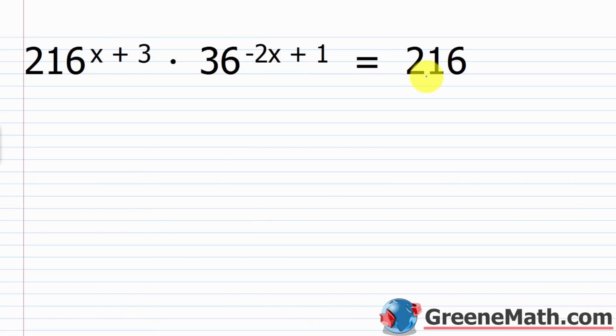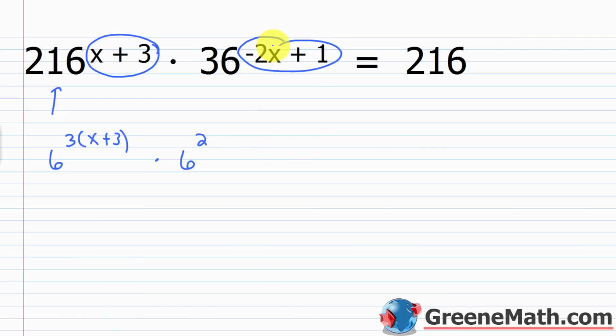So 216 at this point, we should know that's 6 cubed. Again, if you didn't know that, you could just factor the number. So this is 6 cubed. And then again, this is raised to the power of x plus 3. So 3, that exponent will be multiplied by x plus 3, that quantity. And then we're multiplying this by 36 is 6 squared. So 6 raised to the power of 2. 2 is going to be multiplied by that exponent there of negative 2x plus 1. And this equals 216 again is 6 cubed.